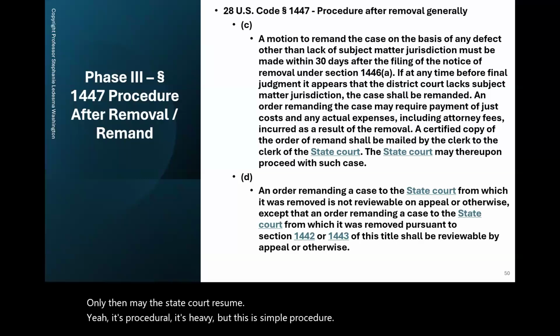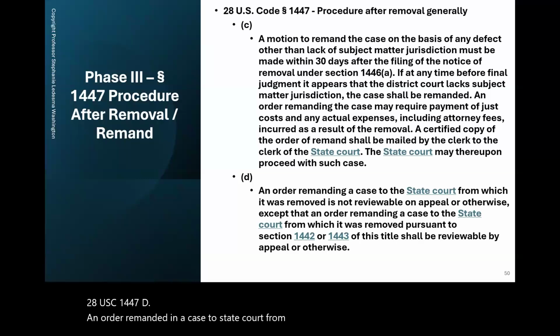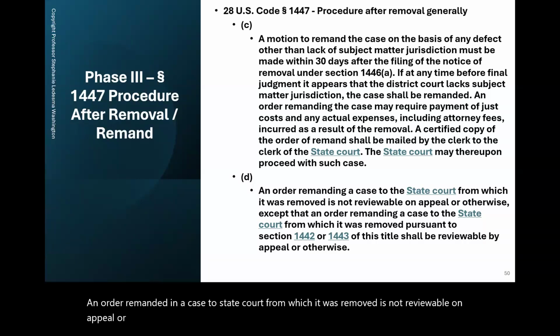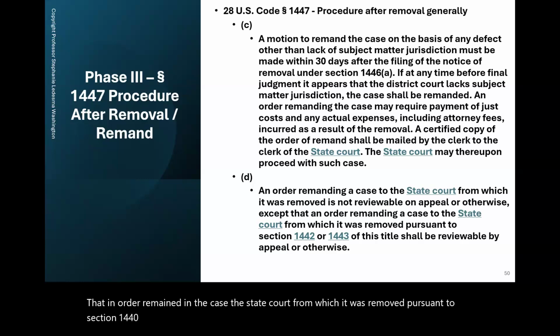28 U.S.C. 1447D. An order remanding a case to state court from which it was removed is not reviewable on appeal or otherwise, except that an order remanding the case to state court from which it was removed pursuant to section 1442 or 1443 of this title shall be reviewable by appeal or otherwise. We like plain language, right?